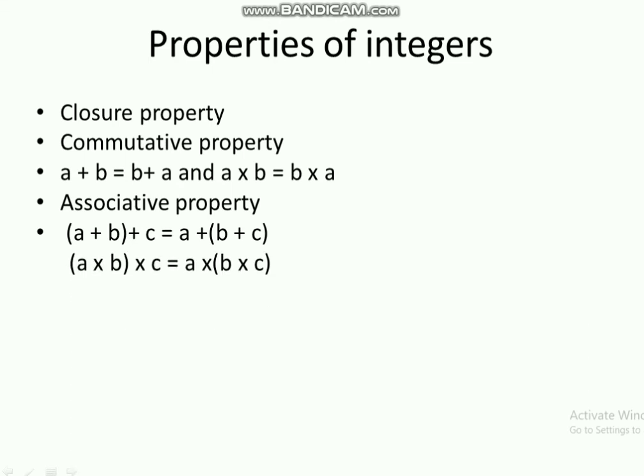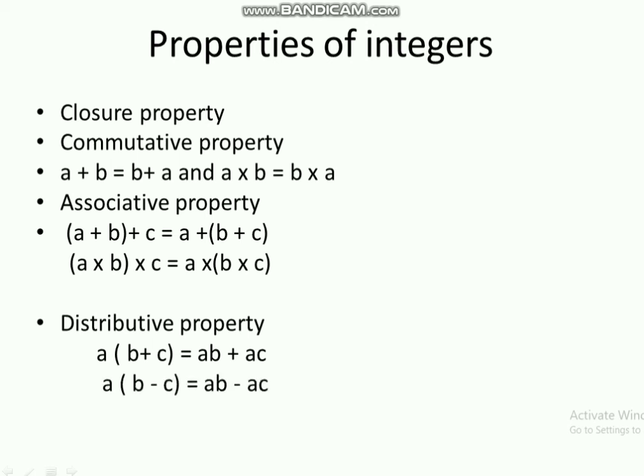What about distributive property? The distributive property of integers can be stated as the product of an integer with the sum of two integers is equal to the sum of the products of the integers taken separately. That is, for three integers a, b and c, a into (b plus c) is equal to ab plus ac. Similarly, we can write a into (b minus c) is always equal to a into b minus a into c. Let's look into our questions.